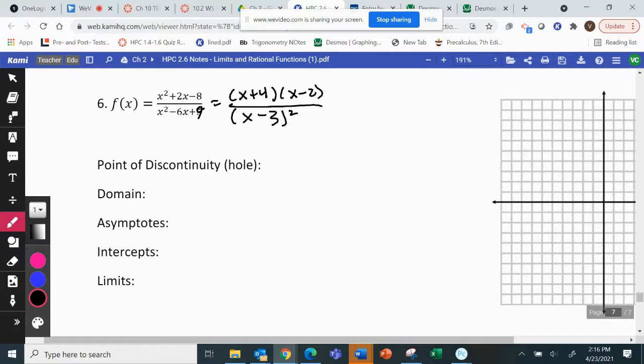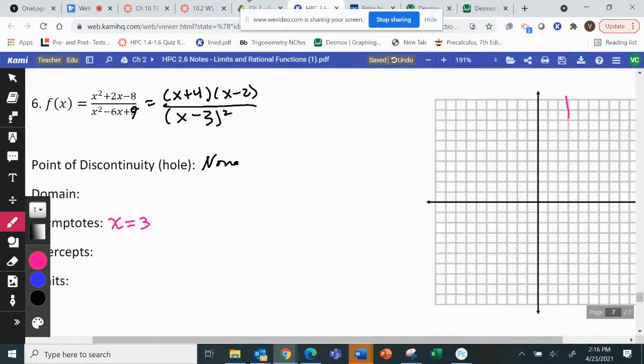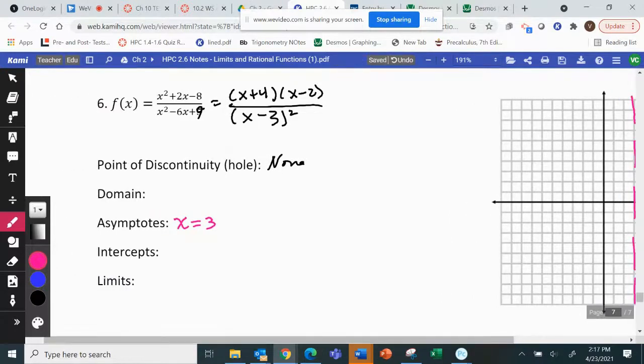Ready? Okay. Point of discontinuity. Do we have one? No, why not? Nothing canceled. Good. Asymptotes. Do we have any vertical asymptotes? X equals 3. So the domain will go from negative infinity to 3, union 3 to infinity.